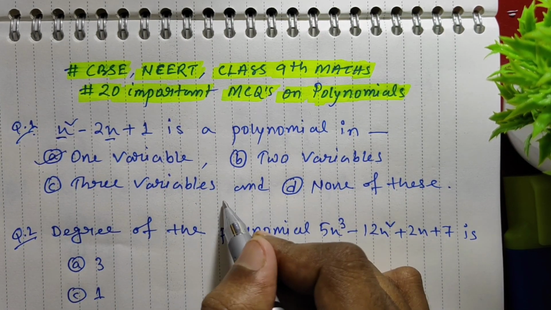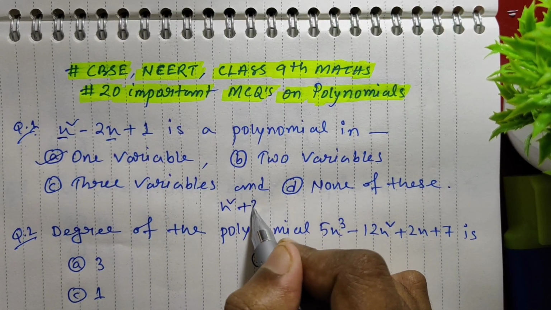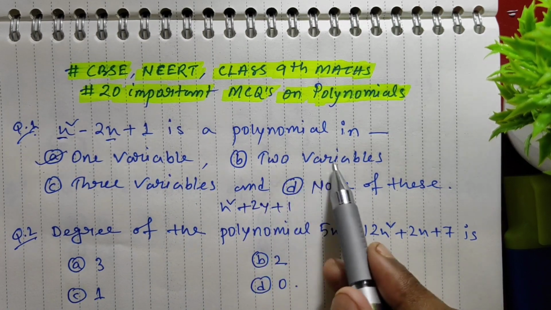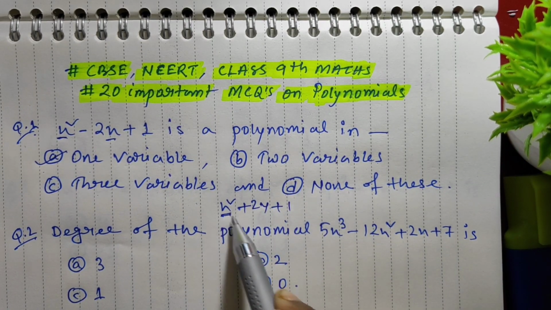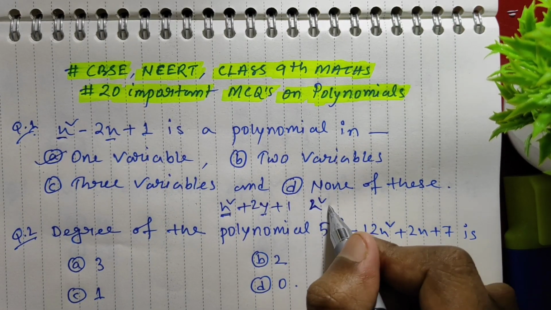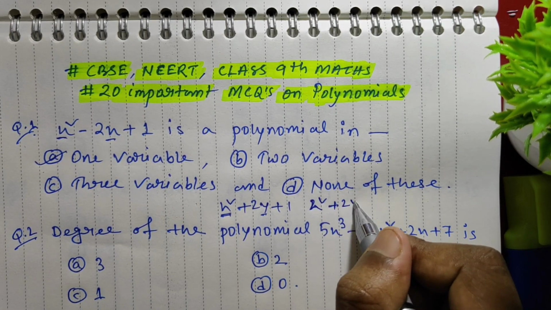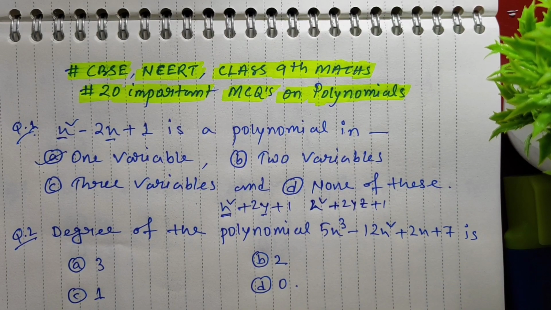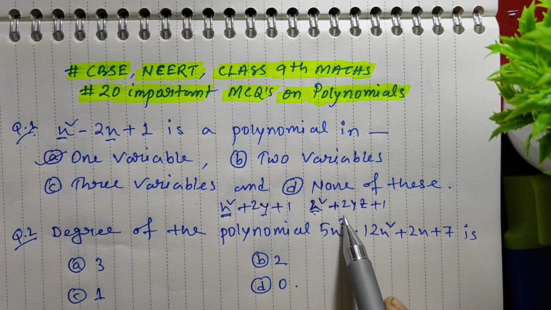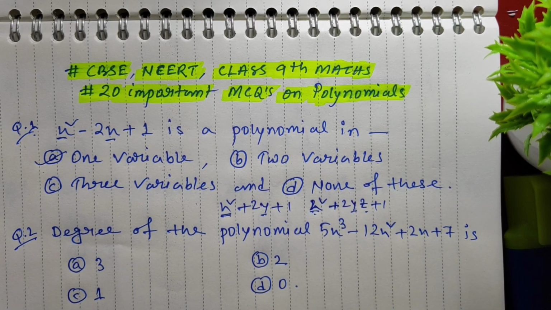But let's say if the question is x square plus 2y plus 1, then the answer will be 2 variables, because we have here 2 variables, that is x and y. Likewise, if the question is x square plus 2yz plus 1, then the answer will be 3 variables, because we have here 3 variables, that is x, y, and z.